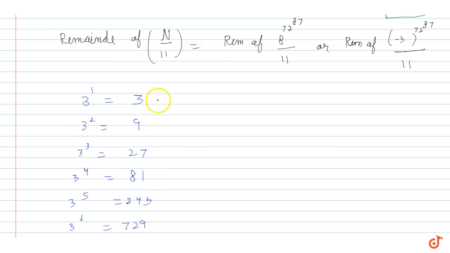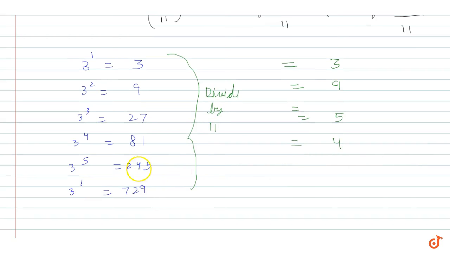So if I divide all these numbers by 11, then I will calculate the remainder. The remainder in the first case is equal to 3, in the second case it is equal to 9, in the third case, 3 raised to power 3, it is equal to 5. In the case of 3 raised to power 4 it is equal to 4. In the case of 3 raised to power 5 it is equal to 1, because when 243 is divided by 11 the remainder is 1, and again when we divide 3 raised to power 6 by 11 it is equal to 3.